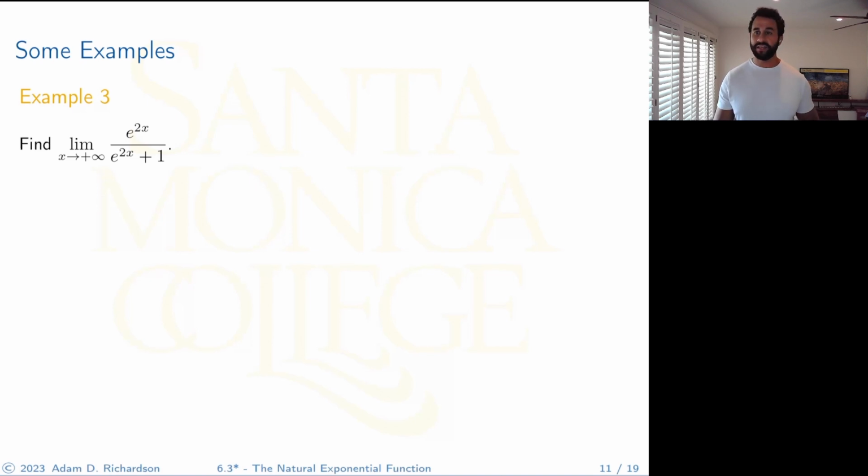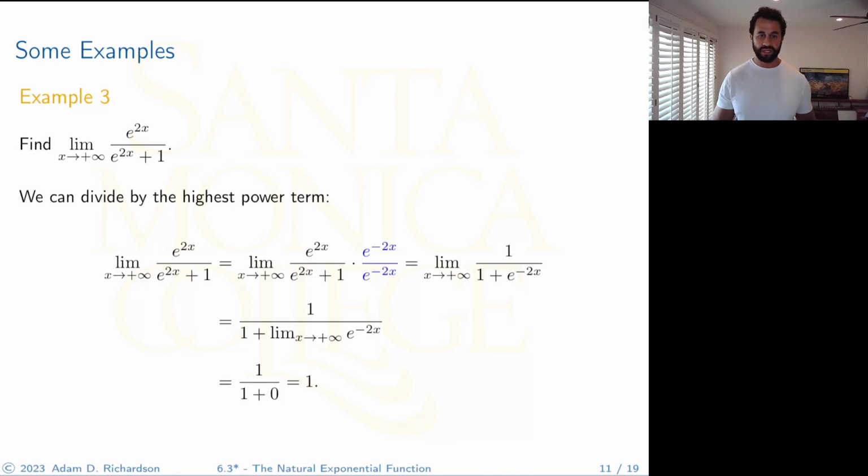All right, now let's do it together. So we're going to use a familiar technique, a technique that you learned back in Calc 1 when you have to deal with limits of rational functions. We're basically going to divide by the highest power term. In this case, the highest power term, quote unquote, is e to the 2x, right? There's an e to the 2x in the top, and there's an e to the 2x in the bottom.